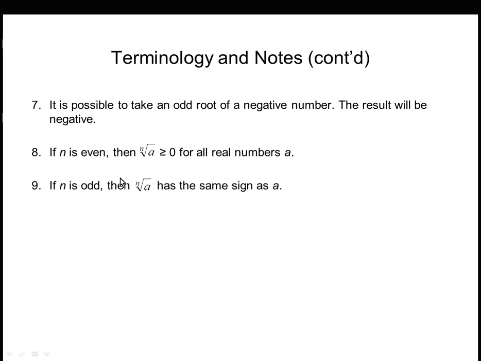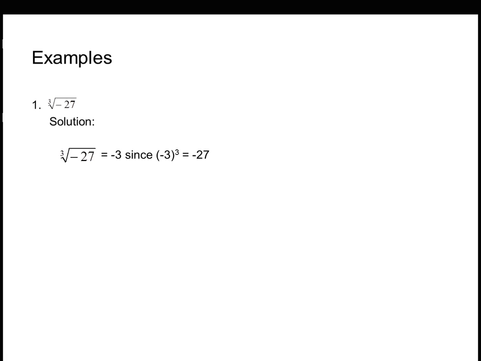Again, when you look at the problem, you will know whether or not the index is even or odd. It's not something you have to worry about. You'll actually be able to see it. Okay, so some illustrations of this. The cube root of negative 27. It's negative 3, since negative 3 cubed is negative 27. All right, negative 3 times negative 3 times negative 3.